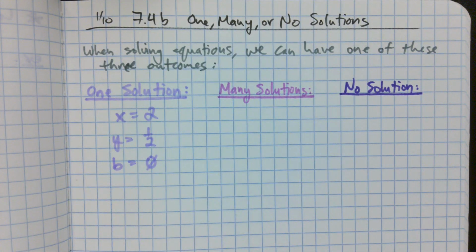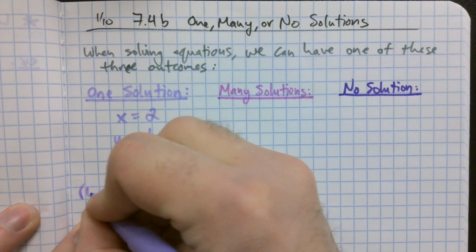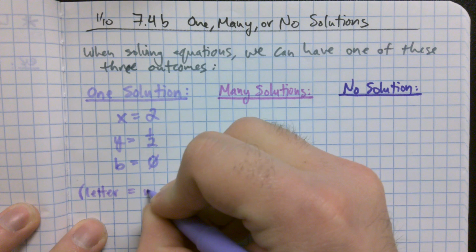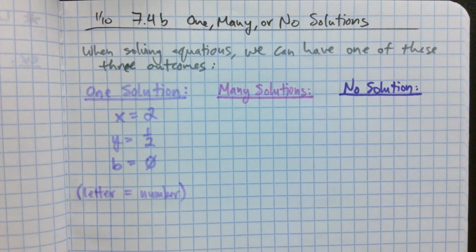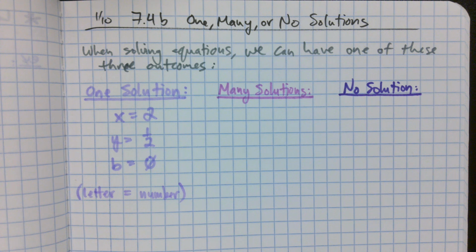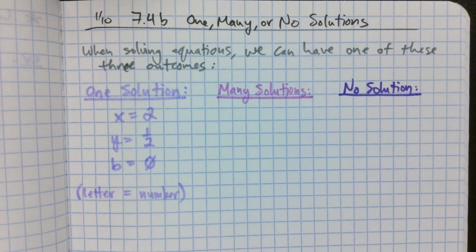Letter equals number. We could even write that in. Letter equals number. Like I said, every equation we've solved so far has had this outcome. But today we're going to take a look at two different outcomes. We may also have many solutions.